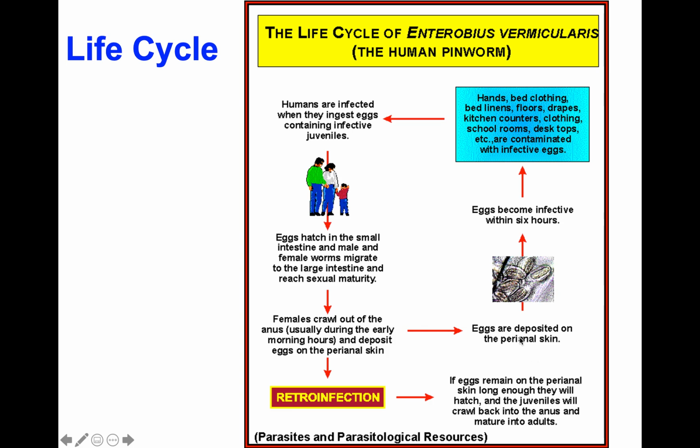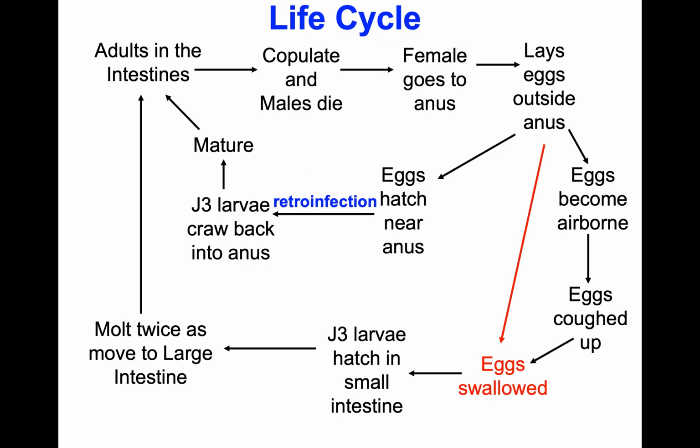And eggs are deposited on the perianal skin, and eggs become infective within 6 hours. And then hands, bed clothing, bed linens, floors, drapes, kitchen counters, clothing, schoolrooms, desktops, etc. All these are contaminated with infective eggs. And this is showing the life cycle again.